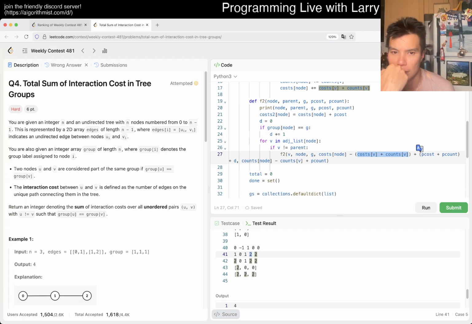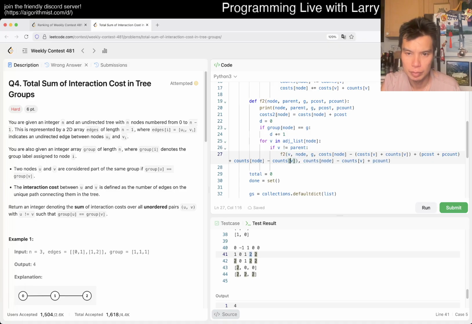We subtract 1, but is that the contribution to the answer? For cost 2, it is. So the other map is going to be 1. I see. I think the way that I should write this is actually plus... and now we don't have to worry about D.